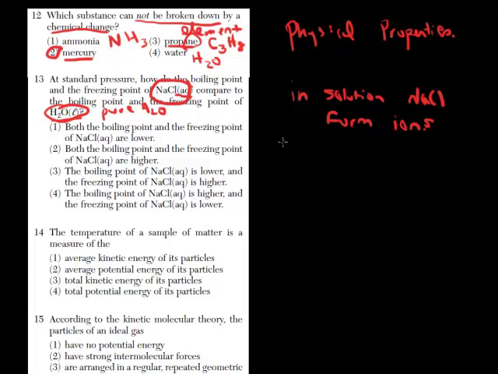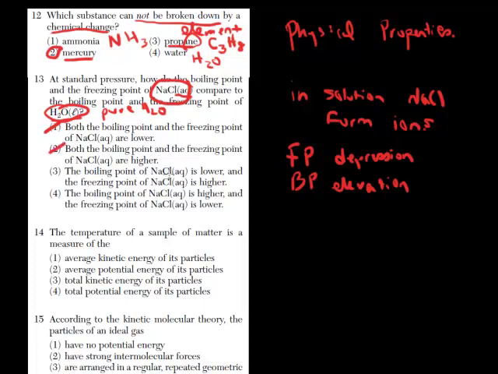We call that the freezing point depression. Freezing point gets lower. And the boiling point elevation. That's what this question is referring to. So since you've dissolved something in the water, expect a lower freezing point than normal and a higher boiling point than normal. So let's evaluate the answers. Both the boiling point and freezing point are lower. No, they're not. Both the boiling point and freezing point are higher.